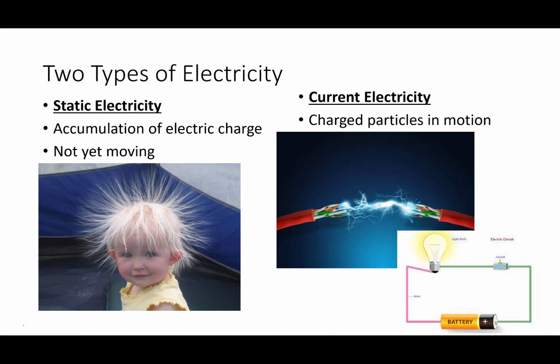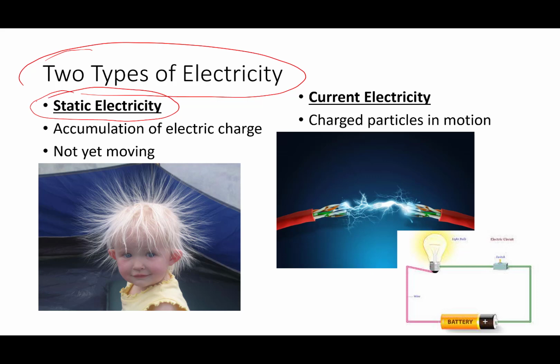There are two primary types of electricity, and in the lectures we'll talk about that. One form is called static electricity. Static as in stagnant or not moving. Remember, static friction. Friction is between objects that are not yet moving. And this is that accumulation of charge when you rub your feet on the carpeting and your hair sticks up all over the place. That's static electricity.